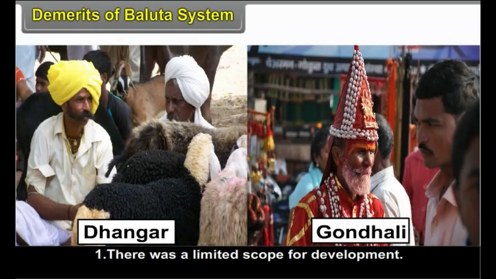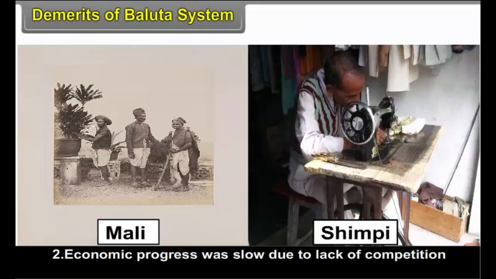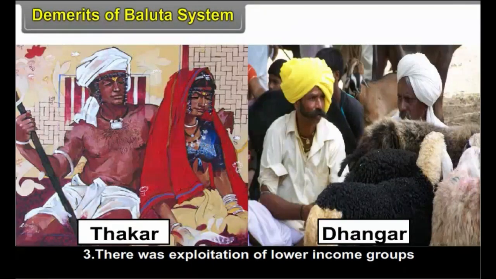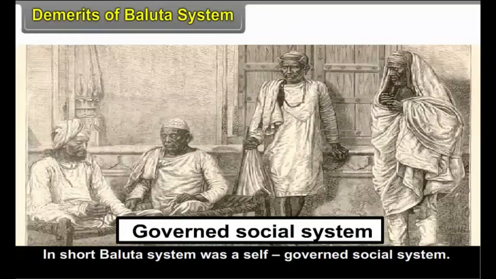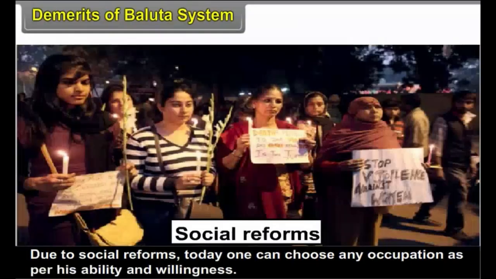Demerits of Baluta system. There was a limited scope for development. Economic progress was slow due to lack of competition. There was exploitation of lower income groups. It prevented changes in occupation. In short, Baluta system was a self-governed social system. Due to social reforms today, one can choose any occupation as per his ability and willingness.